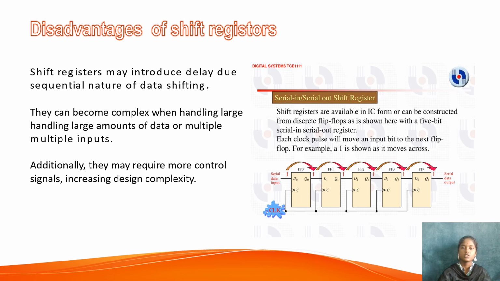Serial in, serial out shift register. Shift registers are available in IC form or can be constructed from discrete flip-flops as is shown here with a 5-bit serial in, serial out register. Each clock pulse will move an input bit to the next flip-flop. For example, a 1 is shown as it moves across.